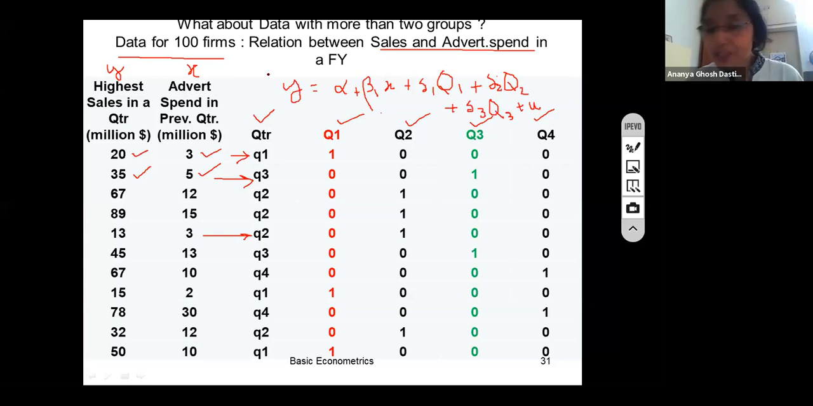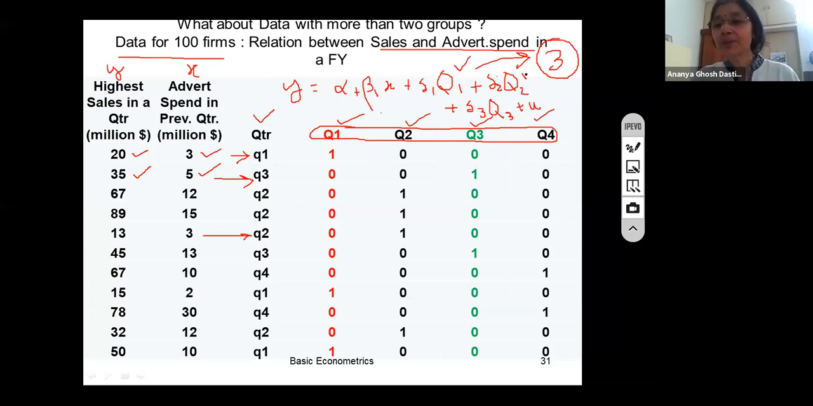So please look, what have I done? I have defined 4 dummy variables. But how many have I put in my model? In my model, I have put only 3 dummy variables, Q1, Q2, and Q3. My model has an intercept term. So this is a general rule.